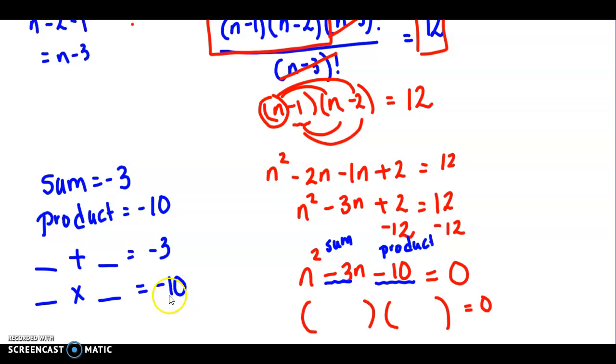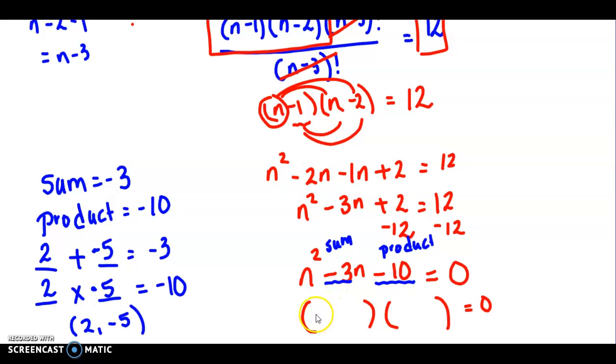So starting with the product, two numbers multiplied together to give negative 10. 2 times 5 will give us positive 10. So to get a negative 10, one of those numbers needs to be negative. Looking at our sum, again, when we add those two numbers together, we need a negative 3. So that means we need a negative 5. 2 plus negative 5 is negative 3. 2 times negative 5 is negative 10. So the two numbers that work here are 2 and negative 5.